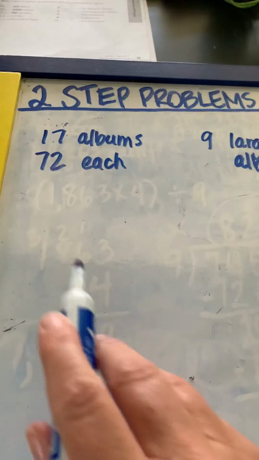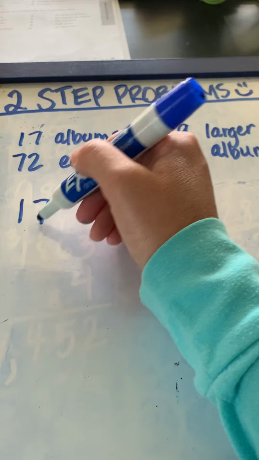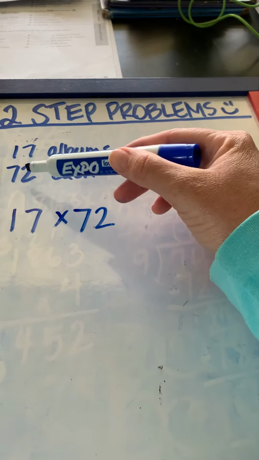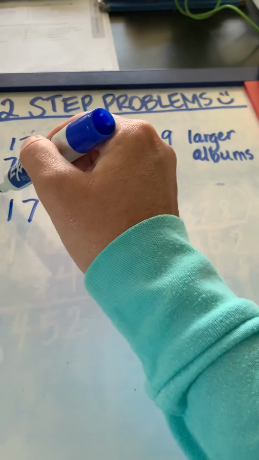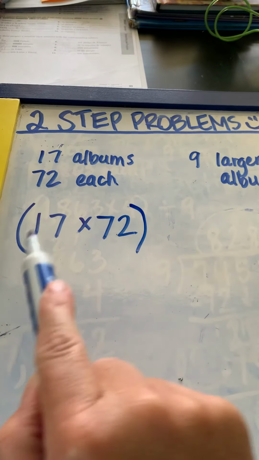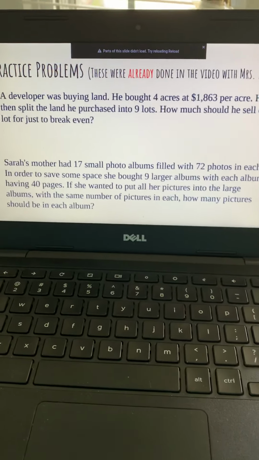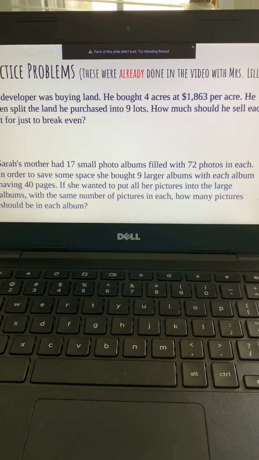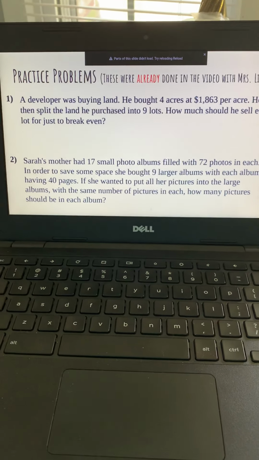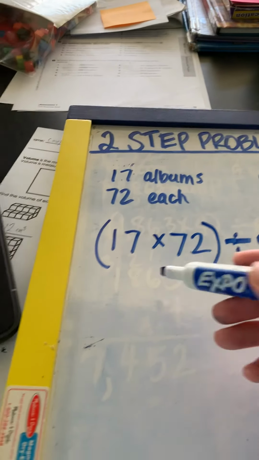All right, so let's figure out what we would do with these numbers. I would say start with the 17 and multiply it by 72. Because if there are 17 albums and there were 72 photos in each, this is going to tell us the total amount of photos, right? So that should be step 1. And remember, parentheses is a good way to show that. And then the final question is, if she wanted to put all her pictures into the larger albums with the same number of pictures in each, how many pictures should be in each album? So you really don't need that 40. We're just going to look at the 9 and we'll do divided by 9. Okay? So let's do the work.